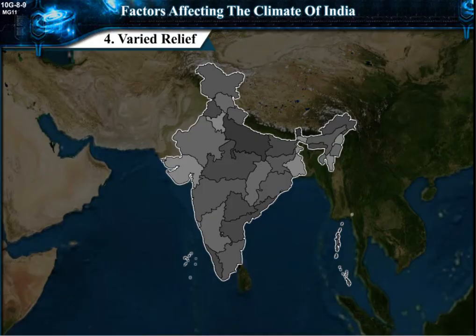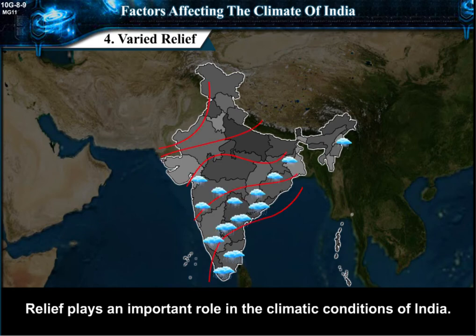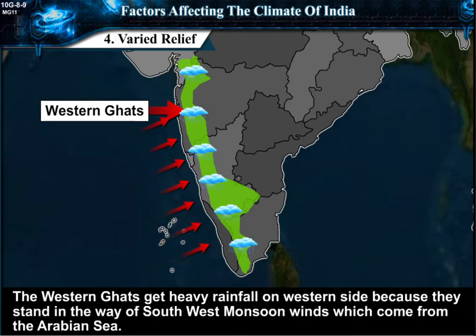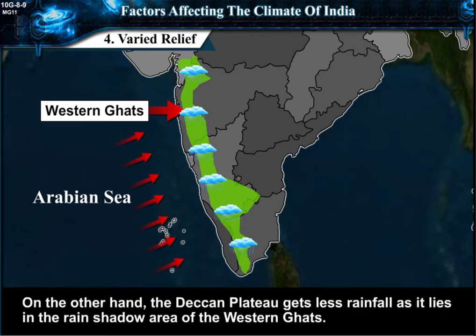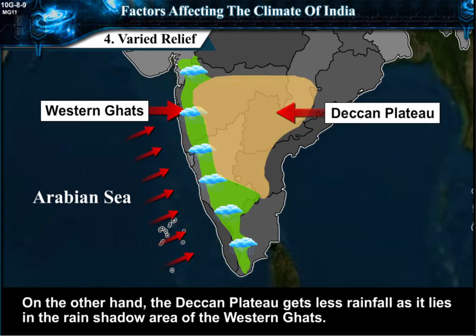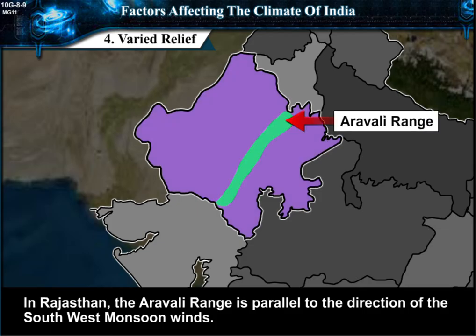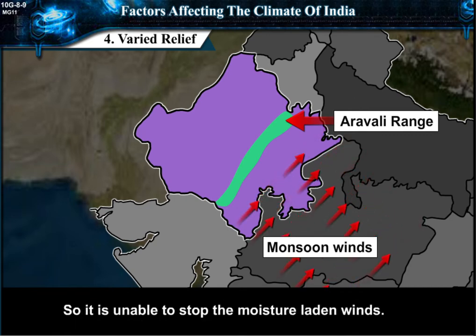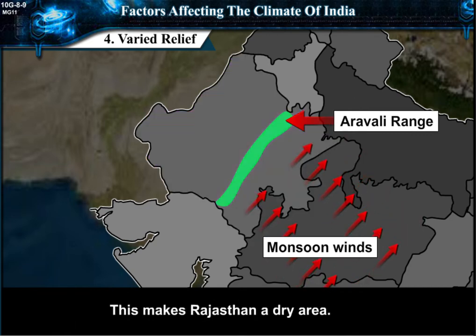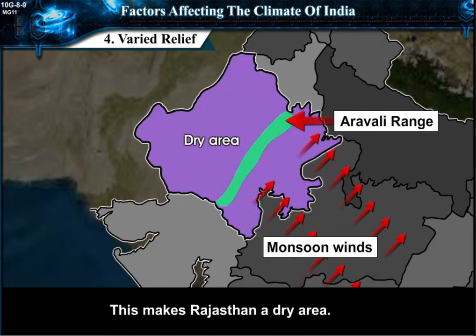4. Varied relief. Relief plays an important role in the climatic conditions of India. The Western Ghats get heavy rainfall on western side because they stand in the way of southwest monsoon winds which come from the Arabian Sea. On the other hand, the Deccan Plateau gets less rainfall as it lies in the rain shadow area of the Western Ghats. In Rajasthan, the Aravalli Range is parallel to the direction of the southwest monsoon winds, so it is unable to stop the moisture-laden winds. This makes Rajasthan a dry area.